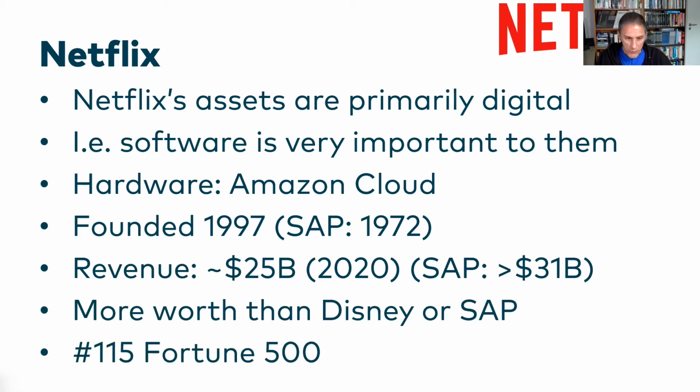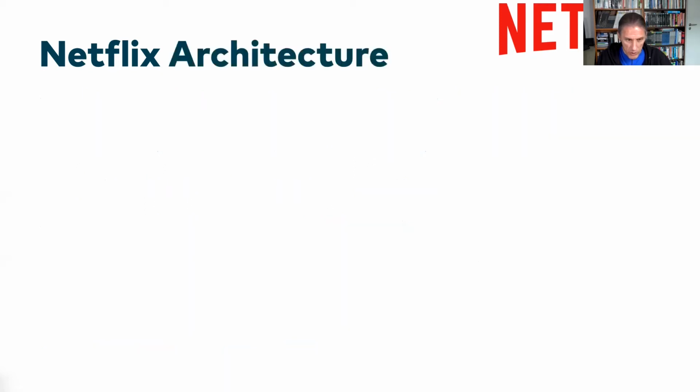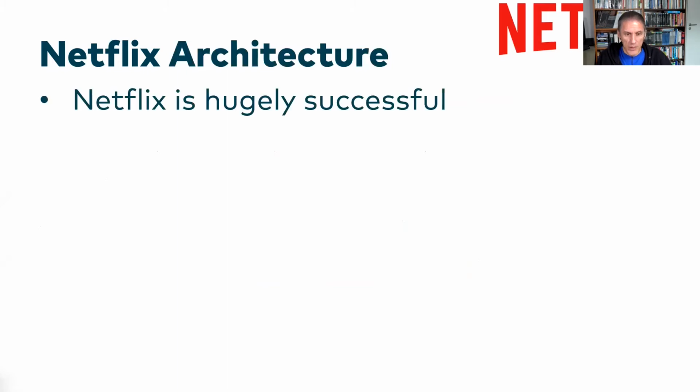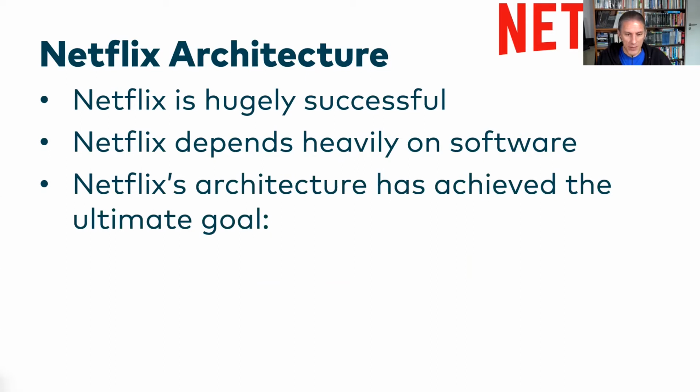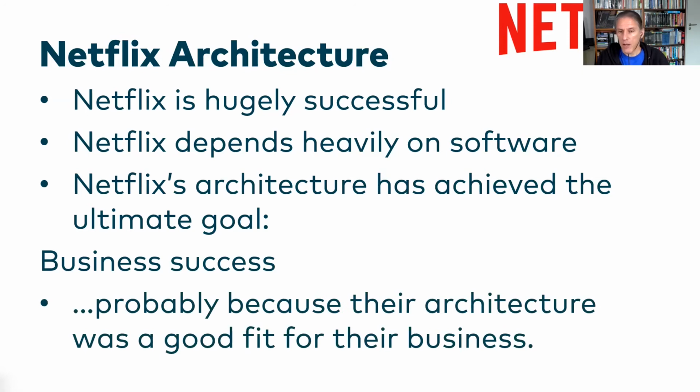So if you look at the Netflix architecture, you have to admit that Netflix is really, really successful, and they actually depend on the software. That is the asset that makes them successful in the marketplace. So I would argue that the Netflix architecture has achieved the ultimate goal that you can have, and that is business success. They are very successful. So they are doing something right.